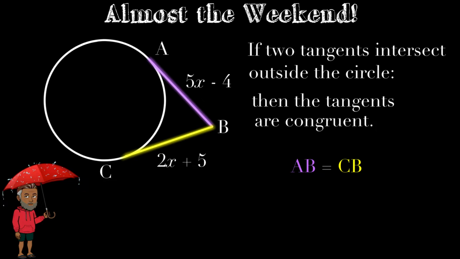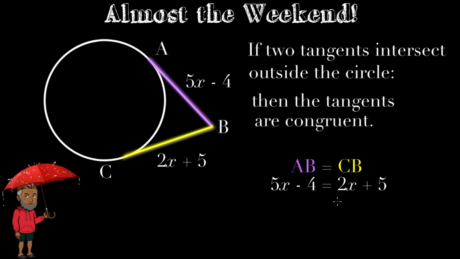Let's jump into a problem. So this is what we have. Let's suppose that segment AB was 5x minus 4, and segment BC is 2x plus 5. Well, we can logically conclude using that property up above, since these two segments, these two tangents, start at the same point and are tangent to the same exact circle, then they must be congruent to each other. So we're going to write down 5x minus 4, which is AB, and 2x plus 5, which is CB. They must equal each other.